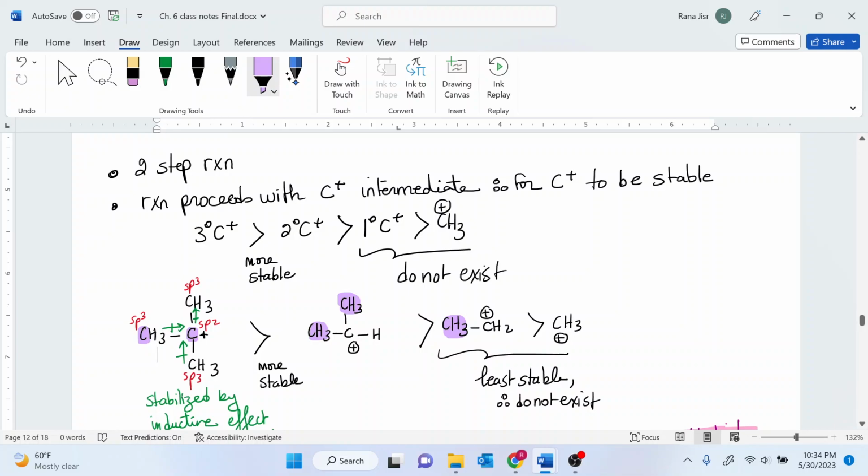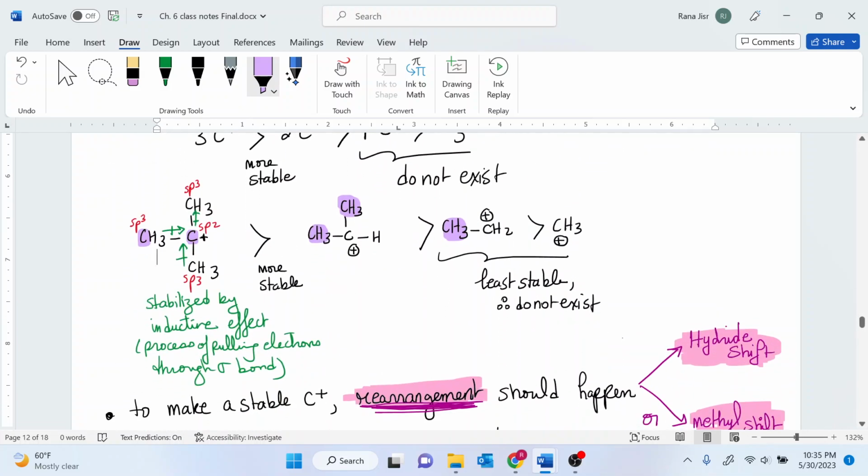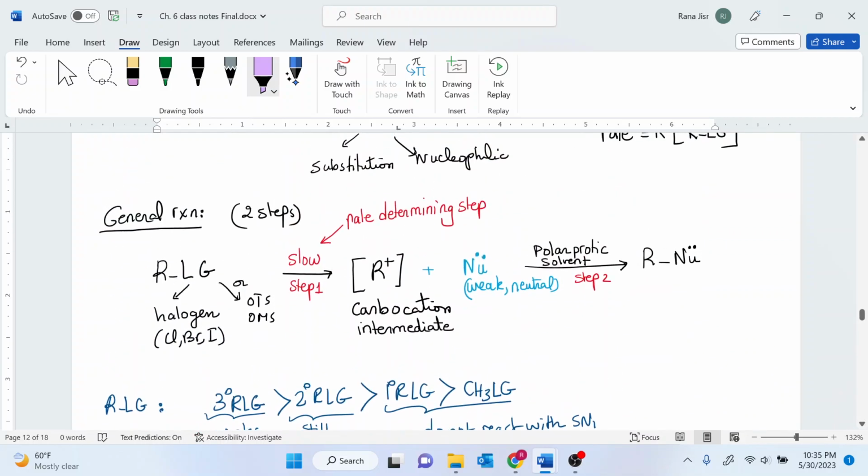They do not exist. Now, every time you make a carbocation, you need to form the most stable carbocation, because the idea here is that I am forming the carbocation as an intermediate, and the nucleophile is attacking that carbocation to make my product. So the carbocation that I am forming has to be a stable carbocation. To be a stable carbocation, we said that tertiary carbocations are more stable than secondary carbocations. We're not going to talk about primary and methyl because they don't exist.